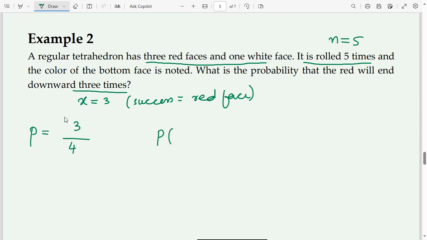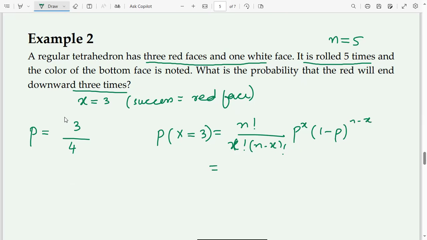Probability of having three red faces can be calculated using binomial. So this is probability, which is n is equal to 5, x is 3 in this case, probability of success is 3 by 4, and probability of not having a success is 1 by 4, with n minus x being 5 minus 3 or 2, right?